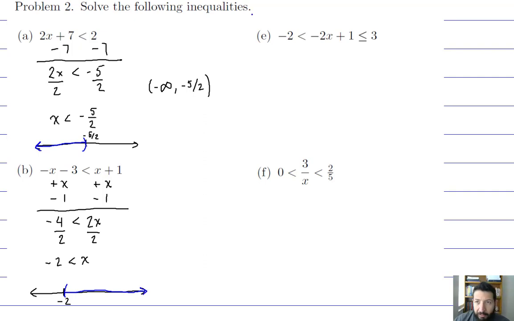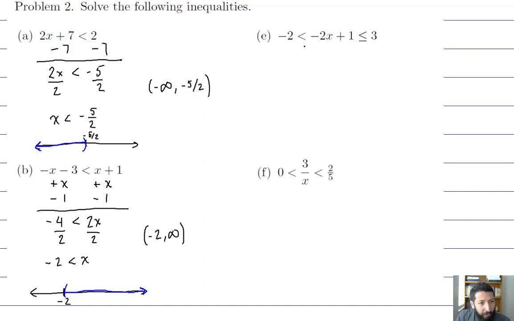And if you want to write the solution, the solution set is simply going to be, and I'm going to have to write it here, from negative 2 to positive infinity. So you see it's a little bit different from above, just because instead of going to the left, I'm going to the right. But that's it.